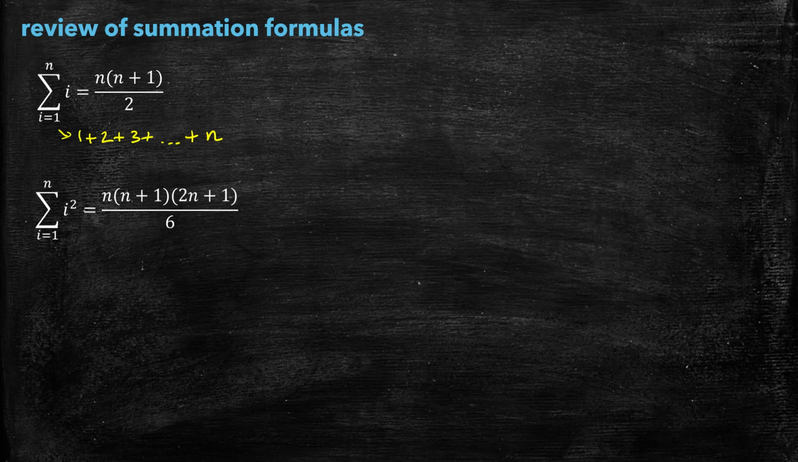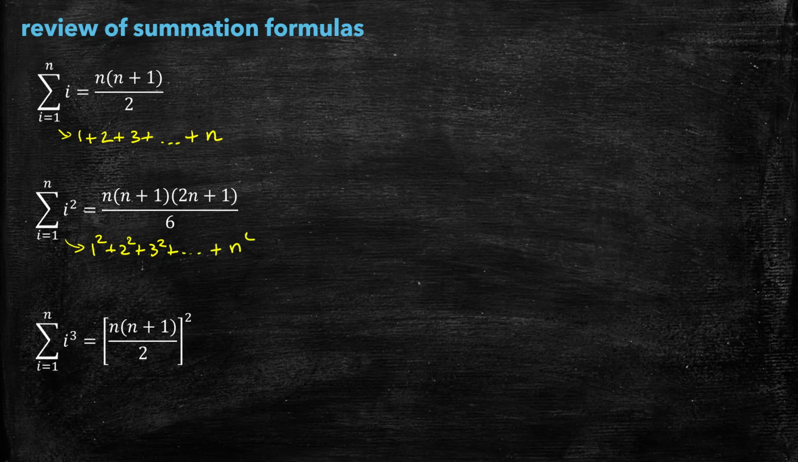And the sum of i squared would be 1 squared plus 2 squared plus 3 squared, all the way up to n squared. And this is very cumbersome. We don't use this as much, but just for demonstration purposes, this would be 1 cubed plus 2 cubed plus 3 cubed, all the way up to n cubed. And a couple of other results.